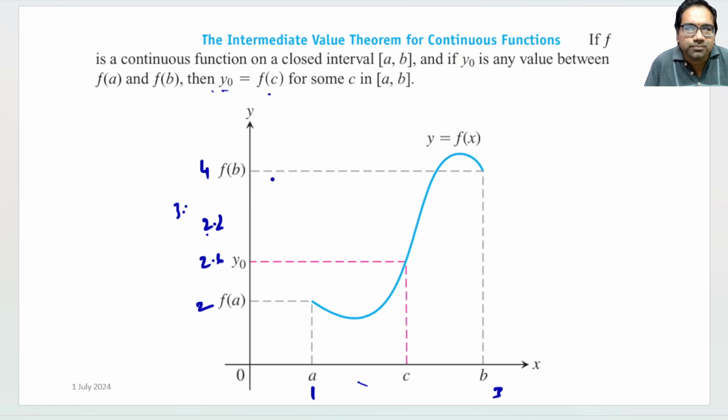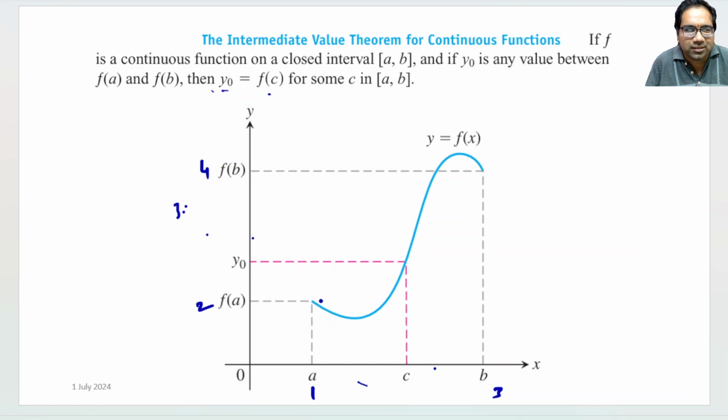So basically, what we are saying, this function is defined from 1 to 3 and it is taking values from 2 to 4. Okay, then what we are saying is, because it is continuous, whatever value you want between 2 and 4, there will always be some value between 1 and 3 on the x-axis that will give this value. So this is very intuitive, right?